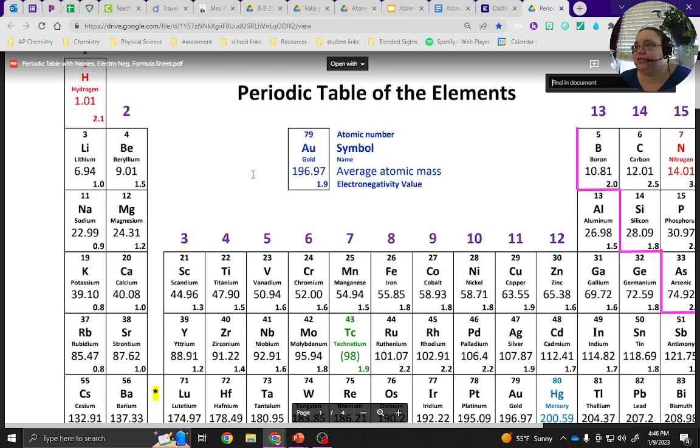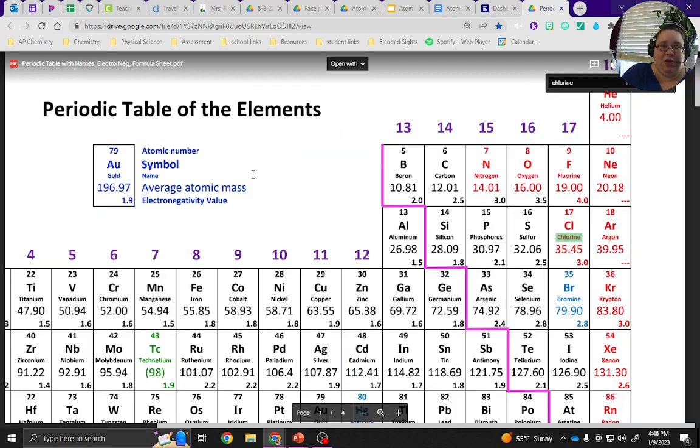So we know that we are wanting to look for chlorine, C-H-L-O-R-I-N-E, and I hit enter. I don't technically even have to type in the whole thing, but it will jump to that and highlight on the screen. So I can easily see that chlorine's atomic number is 17 and its average atomic mass is 35.45. So that would round to 35.